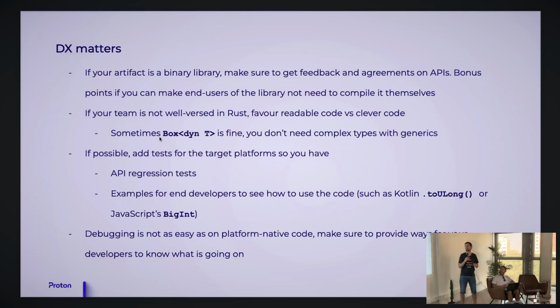Because DX matters. If your artifact is a binary library, make sure to get feedback, not only on the performance, but also on the APIs that you're exposing, on how you're packaging the things. Make sure that your client developers, if possible, don't even need to compile the library themselves. Go one step further and provide them with something that they can use straight away.